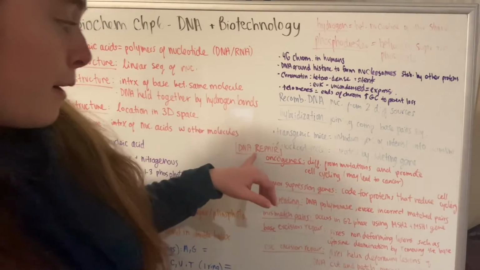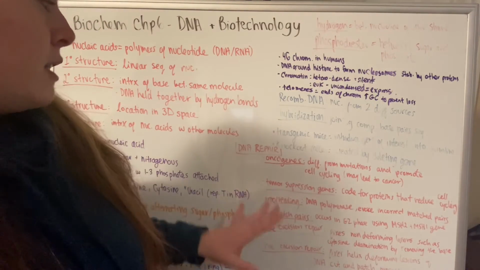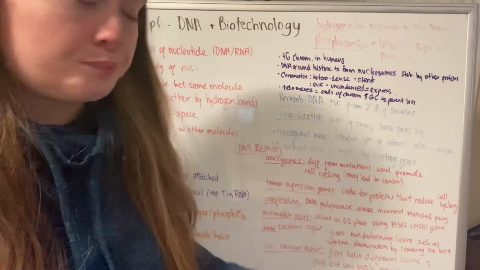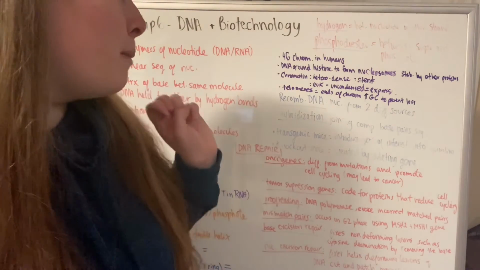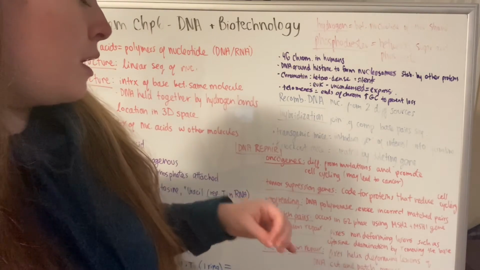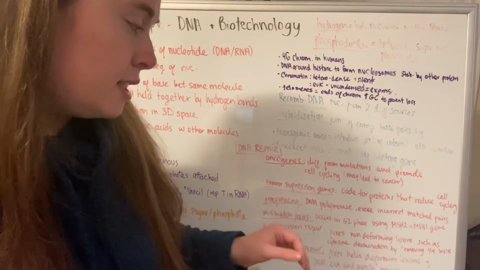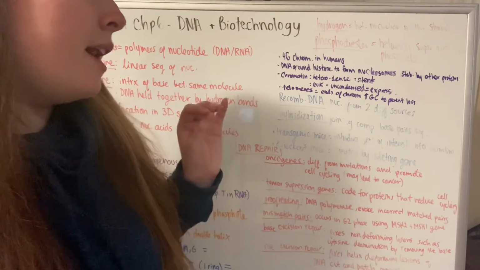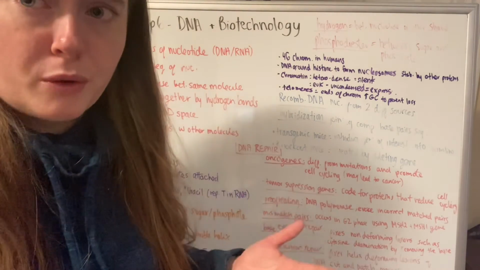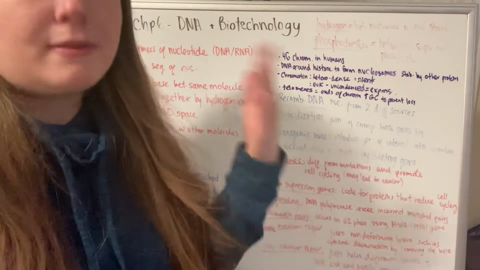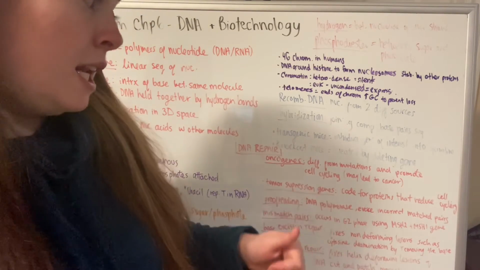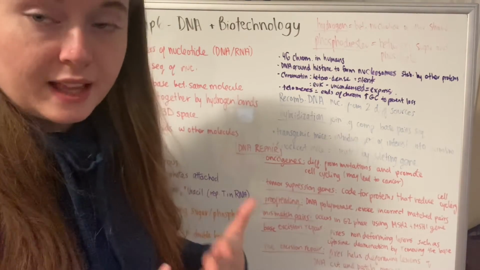So DNA repair, there's a lot of stuff underneath that. We have oncogenes, which are different from mutations, and oncogenes promote cell cycling, and they may lead to cancer. Tumor suppression genes code for proteins that reduce the cell cycling, okay? Because we know from the previous chapter that cancer cells like to replicate uncontrollably. So a tumor suppression gene is trying to reduce the cell cycle of that cell.